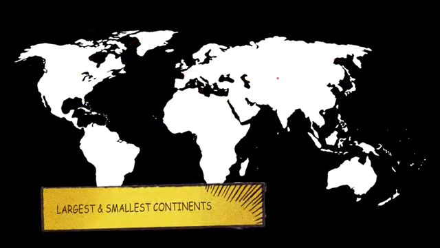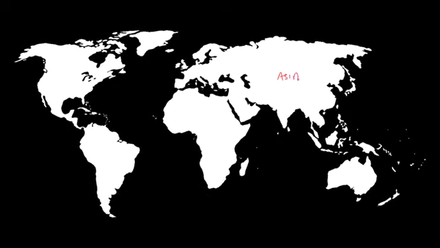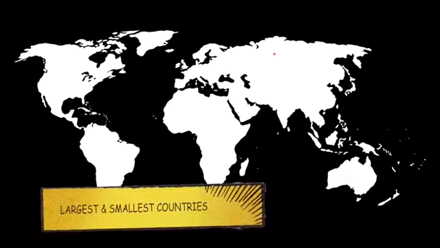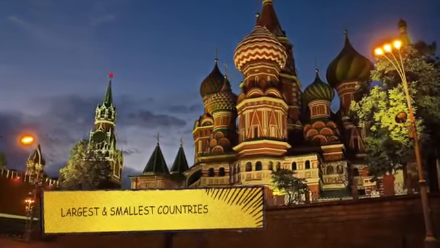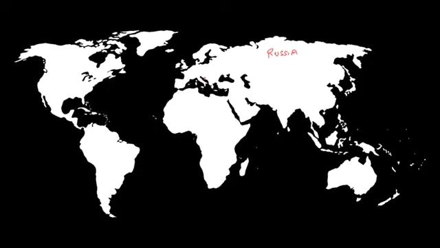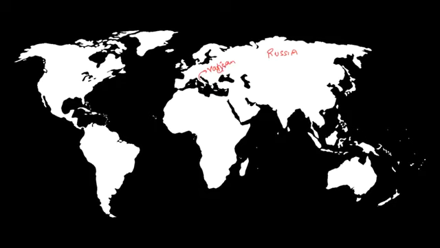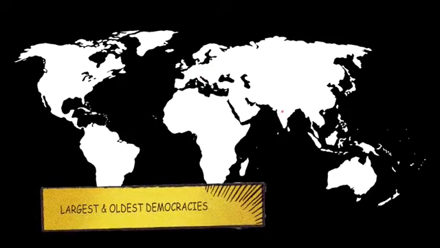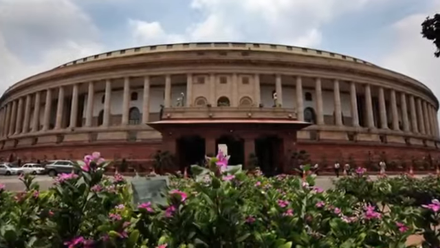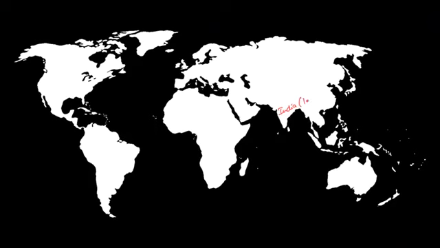The largest continent of the world is Asia, whereas the smallest is Australia. The largest country of the world in area is Russia, whereas the smallest is Vatican City. The largest democracy is India, with roughly 1.3 billion people, whereas the oldest democracy is USA, dating back to 1788.